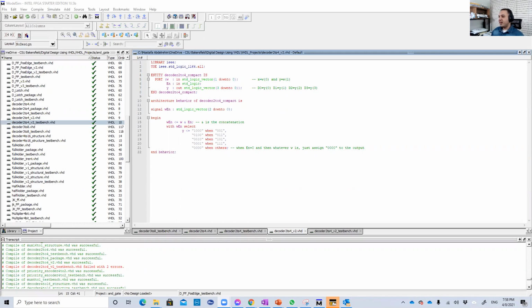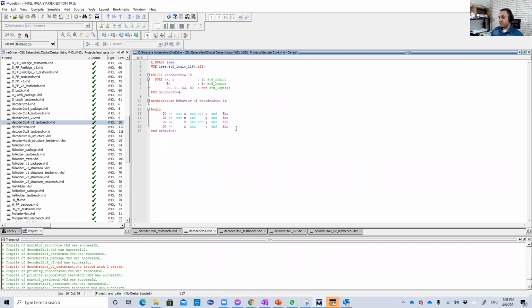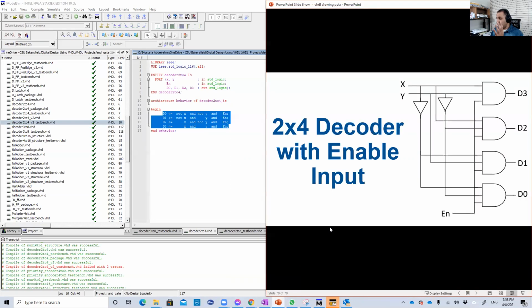In this recording, we're going to review another way to code the 2x4 decoder. In the last recording, we discussed this implementation, where you are basically implementing the circuit using its gates. To write that code, we just looked at the gates.